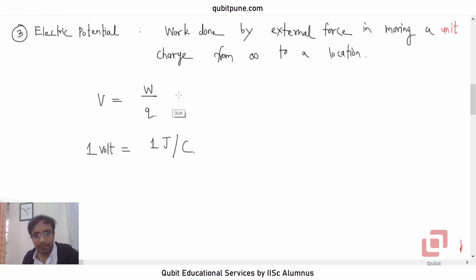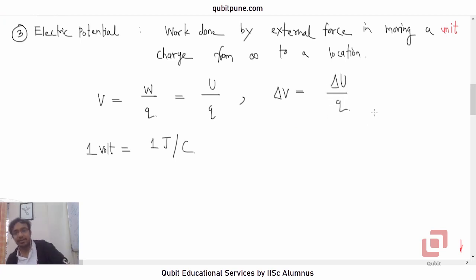Okay, so you may write it as U by Q, and therefore delta V, that is potential difference, is delta U, the change in potential energy per unit charge. You may write the change in potential energy as Q delta V. Is that clear?